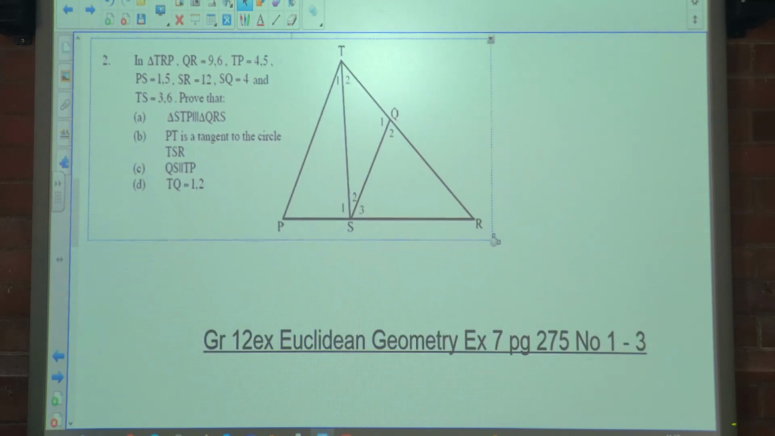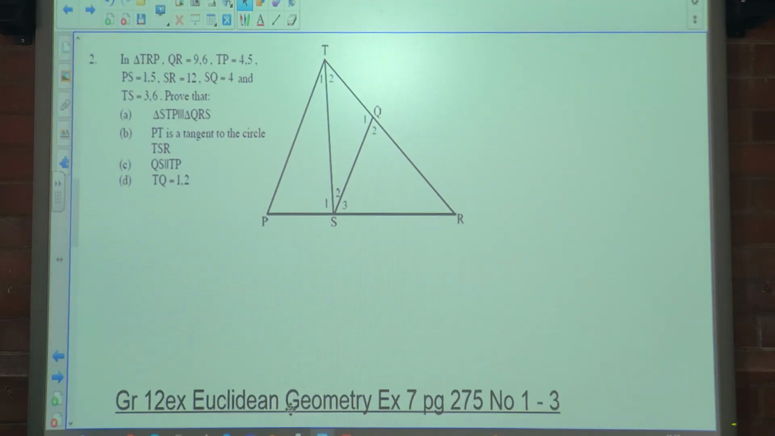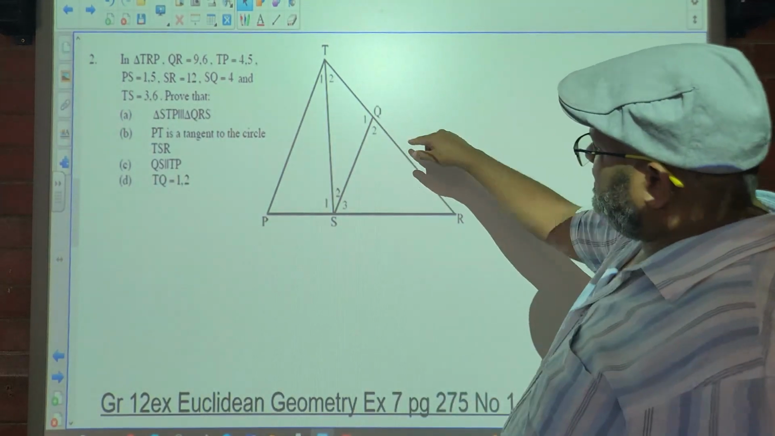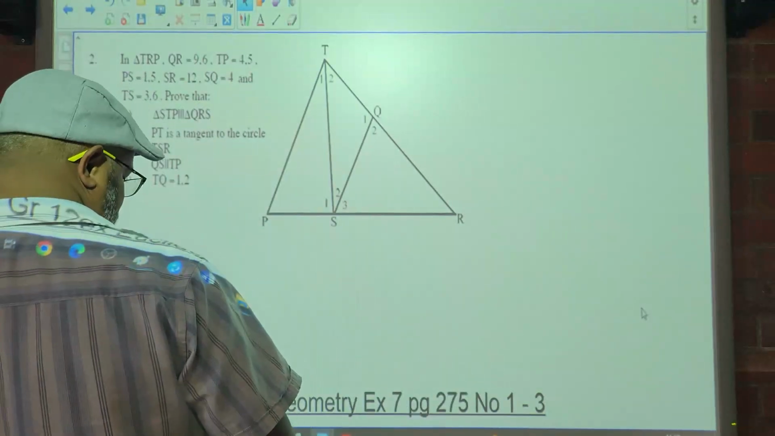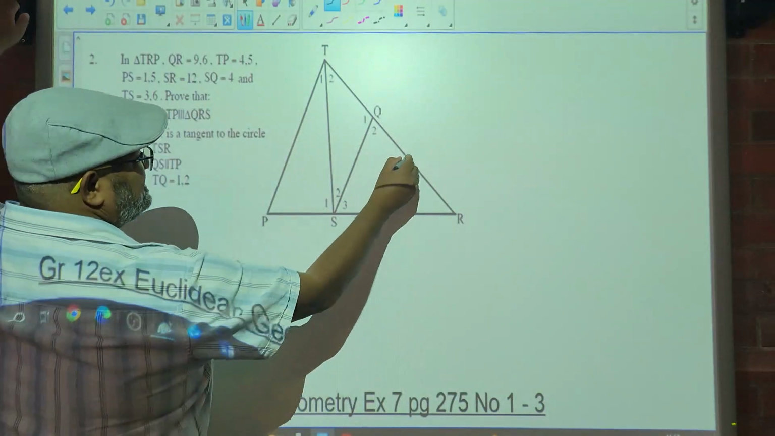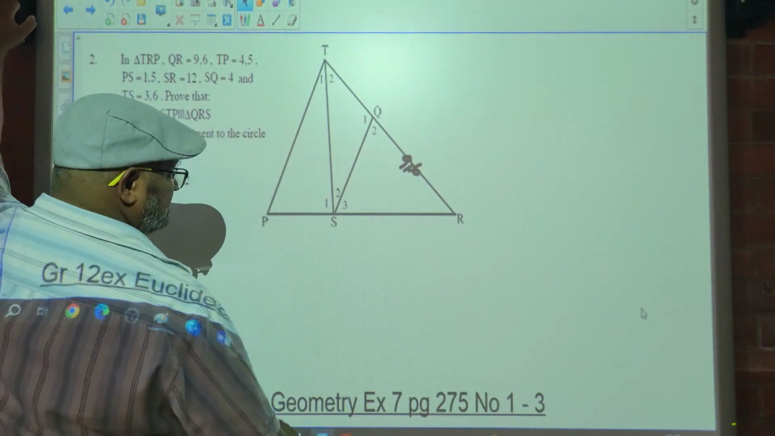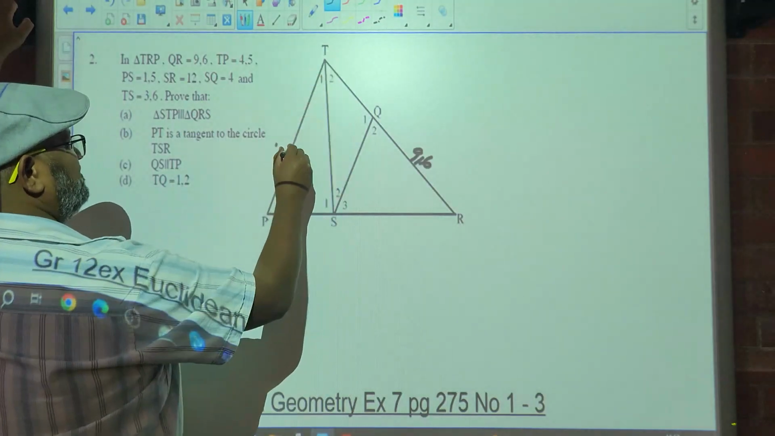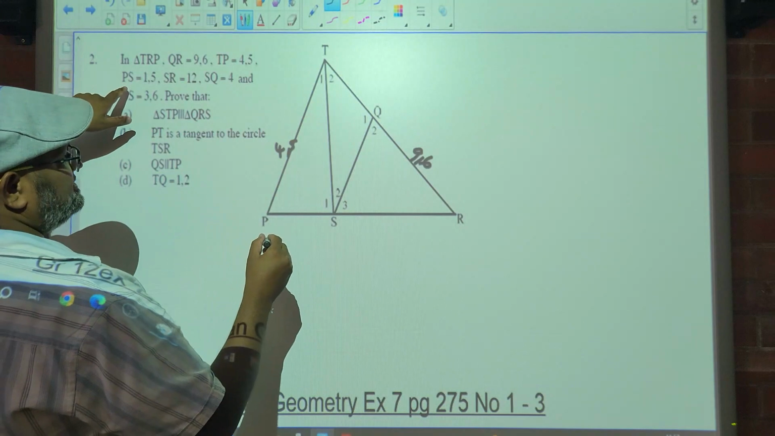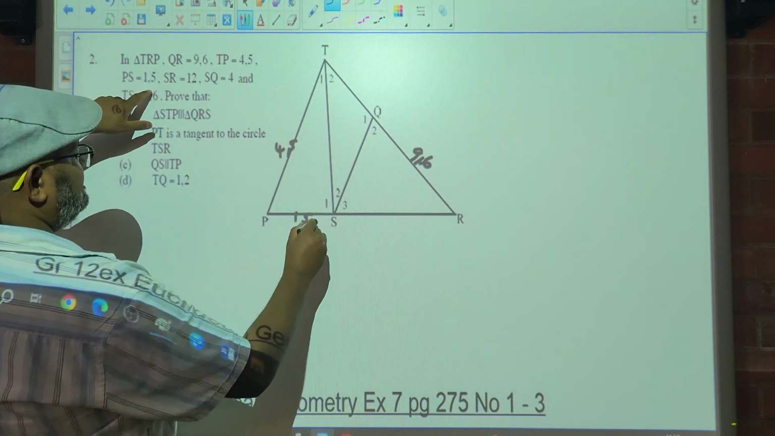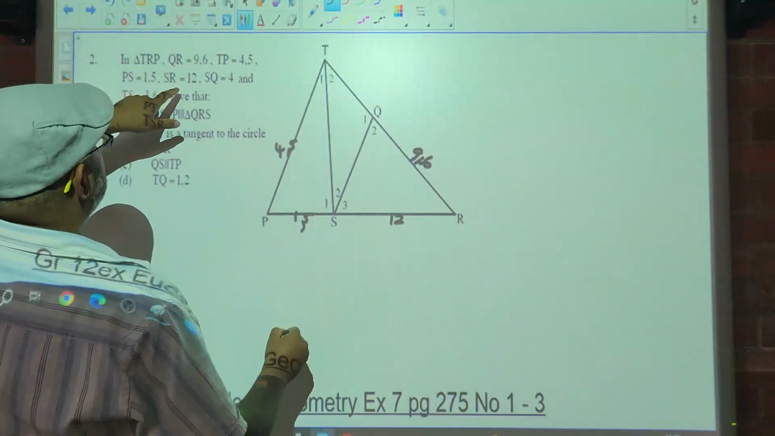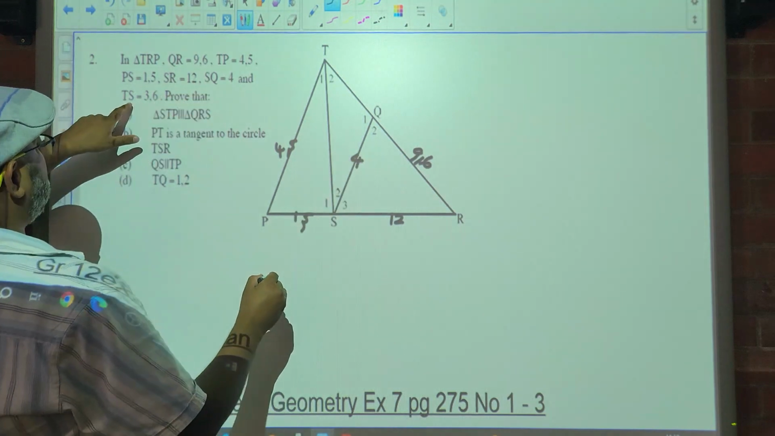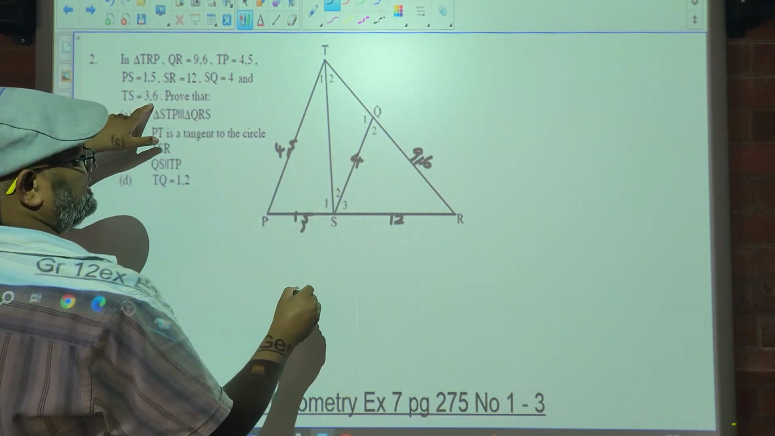Number 2. In number 2, we are told that big triangle TRP, QR is 9.6. Then we are told that TP is 4.5. Then PS is 1.5. SR is 12. SQ is 4 and TS is 3.6.